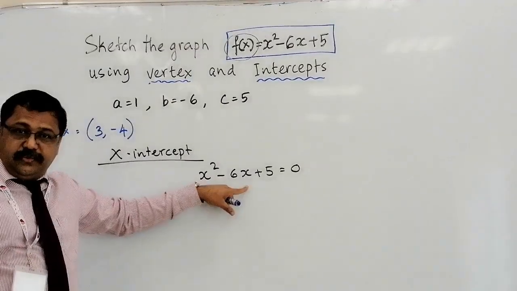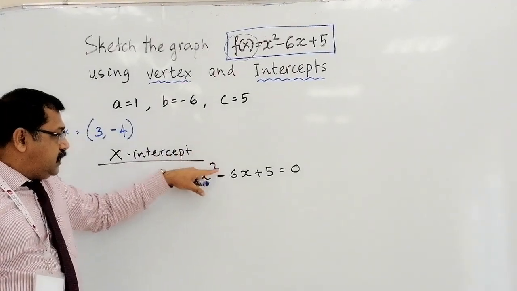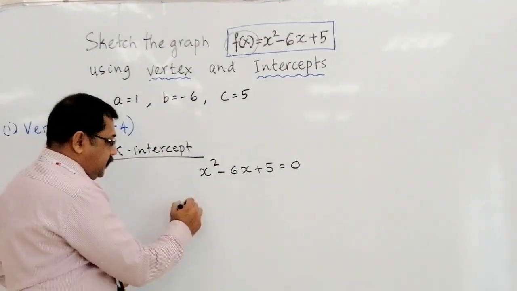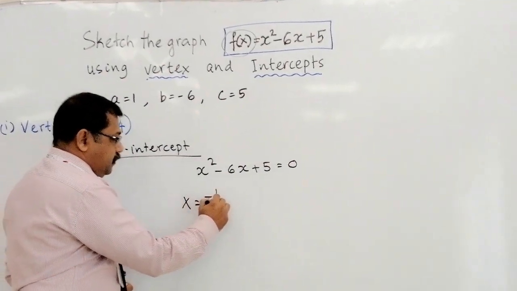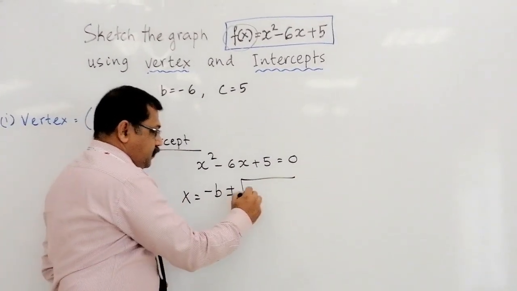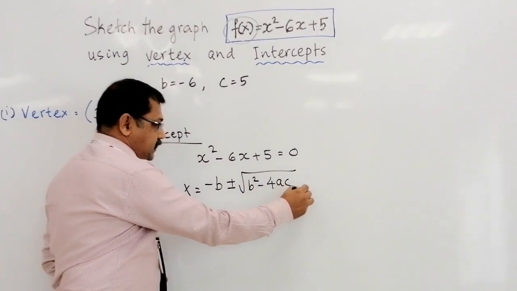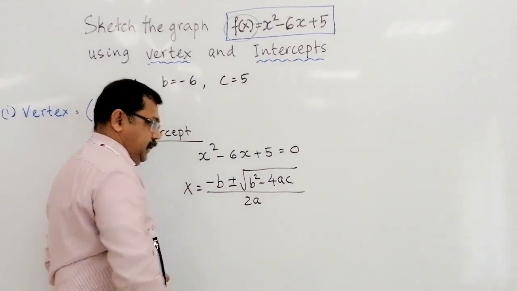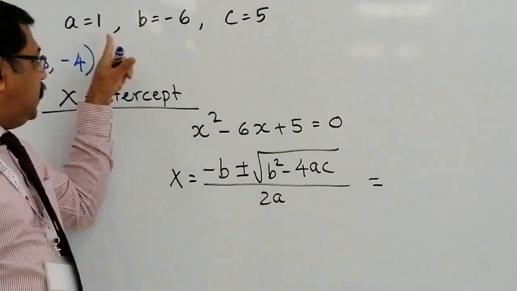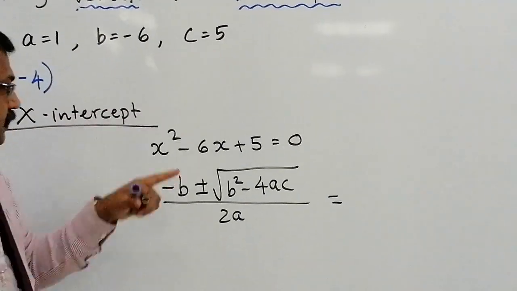So how do you get the values of x? We know how to solve a quadratic equation. We use the quadratic formula: x equals minus b plus or minus root of b squared minus 4ac, over 2a. So we do the substitution. We have a, b, c here.